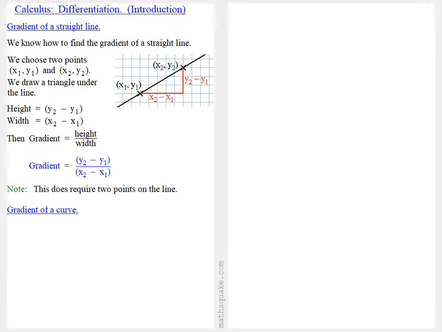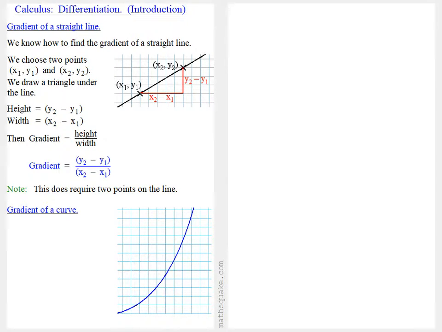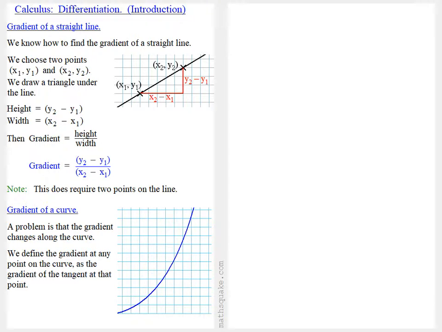Now supposing we want to find the gradient of a curve. The problem is that the gradient changes along the curve. So each point has a different gradient to the points around it. So we define the gradient of any point on the curve as the gradient of the tangent at that point. But we only know 1 point then on the tangent. So how can we find the gradient of the tangent?